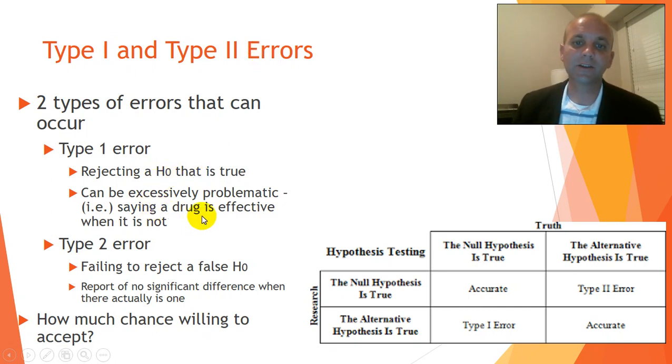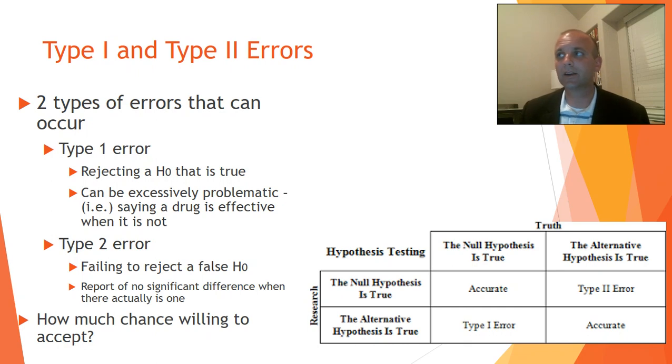It's saying that a drug is effective when it is not, right? It's saying that this Advil is going to cure your syphilis or something. And that would be an excessive thing. But that can be problematic when finding somebody guilty who's innocent in a court of law, right? So we have these thresholds in criminal justice.